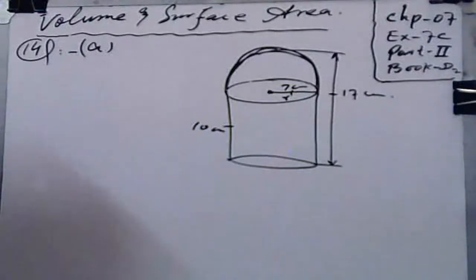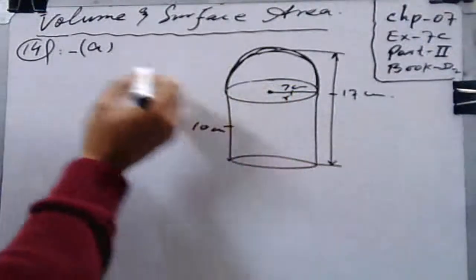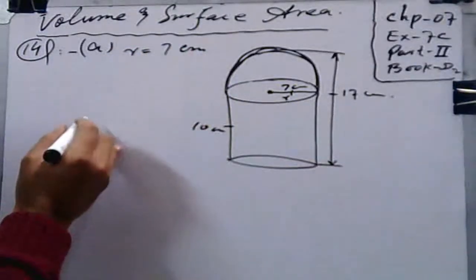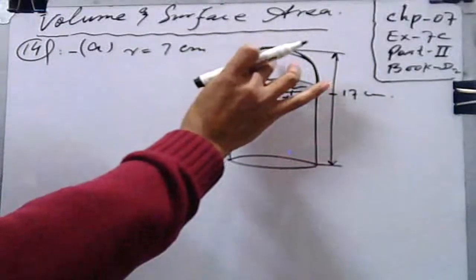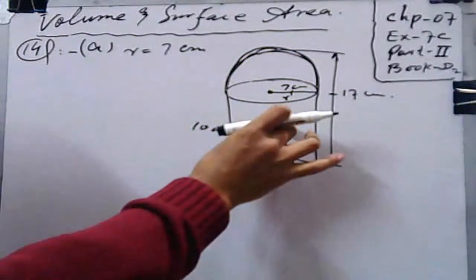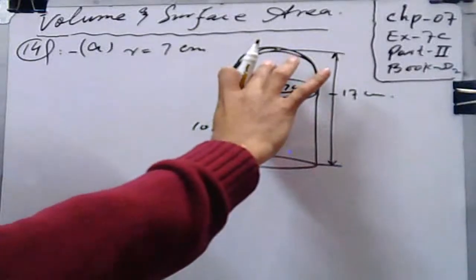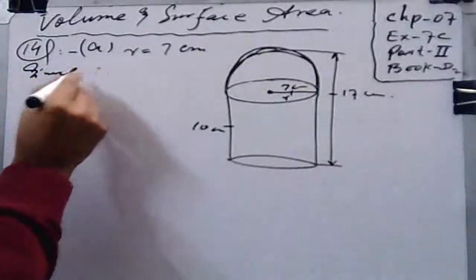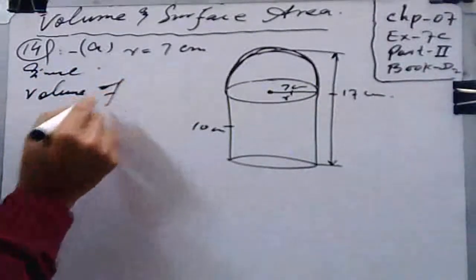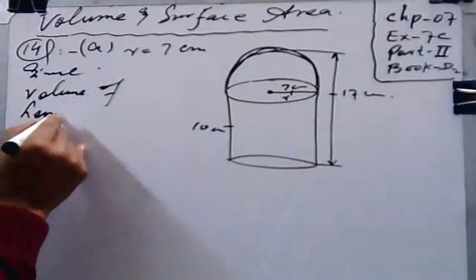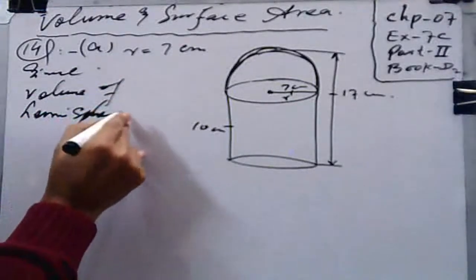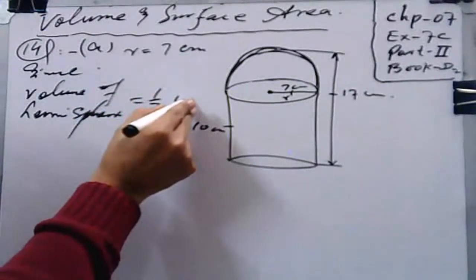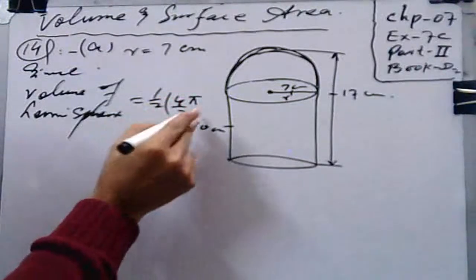It is clear from the figure that the radius is 7 centimeter. First of all we have to find the volume of the hemisphere, then the volume of the cylinder, then we add both the shapes, so you will get the total volume of the given figure. Volume of hemisphere, we have a formula: half of 4 by 3 pi r cube.